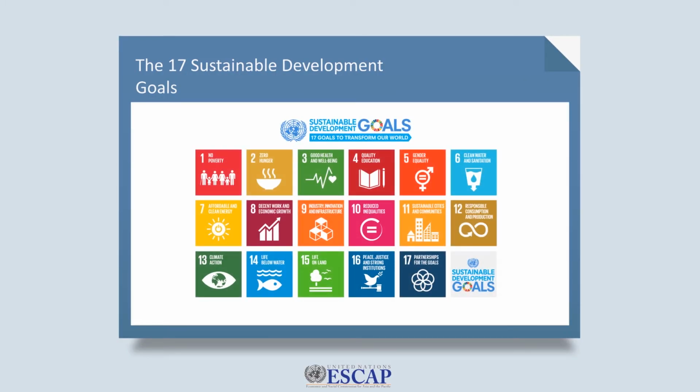Broadly, the 17 SDGs are: no poverty, zero hunger, good health and well-being, quality education, gender equality, clean water and sanitation, affordable and clean energy, decent work and economic growth, industry, innovation and infrastructure, reduced inequalities, sustainable cities and communities, responsible consumption and production, climate action, life below water, life on land, peace, justice and strong institutions, partnership for the goals.